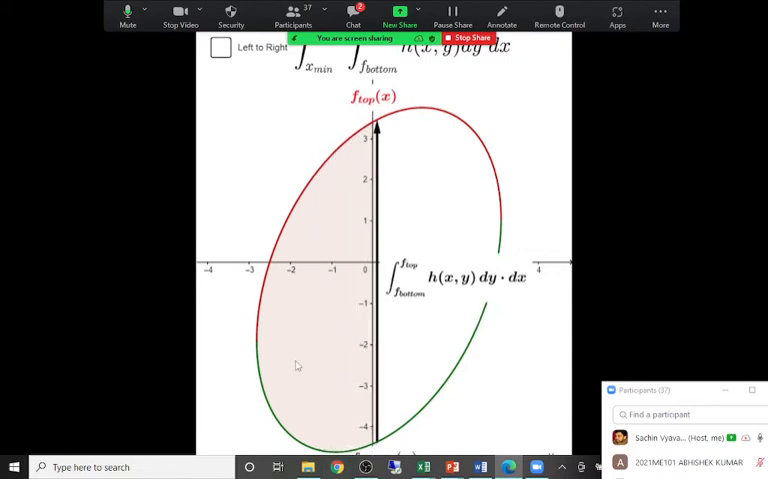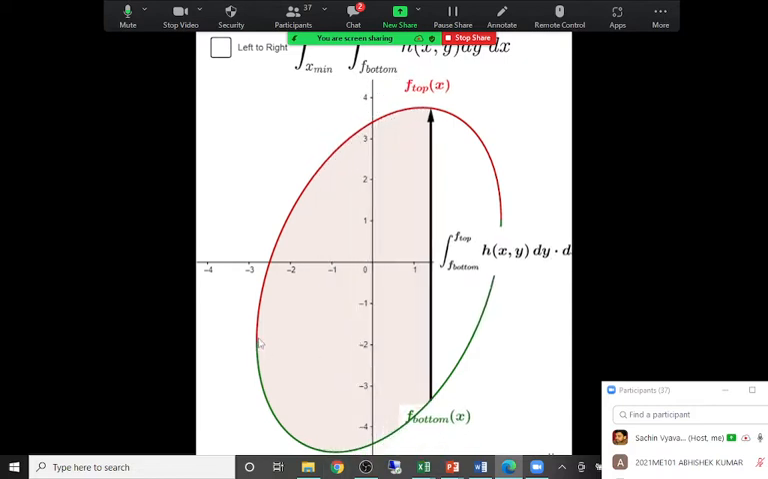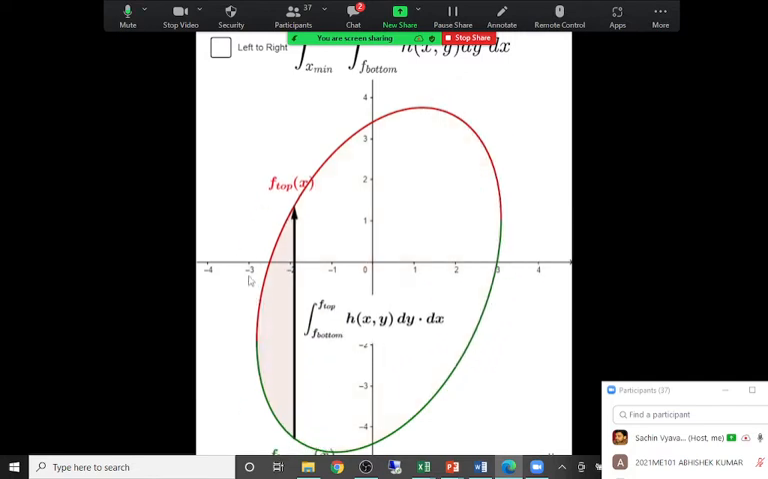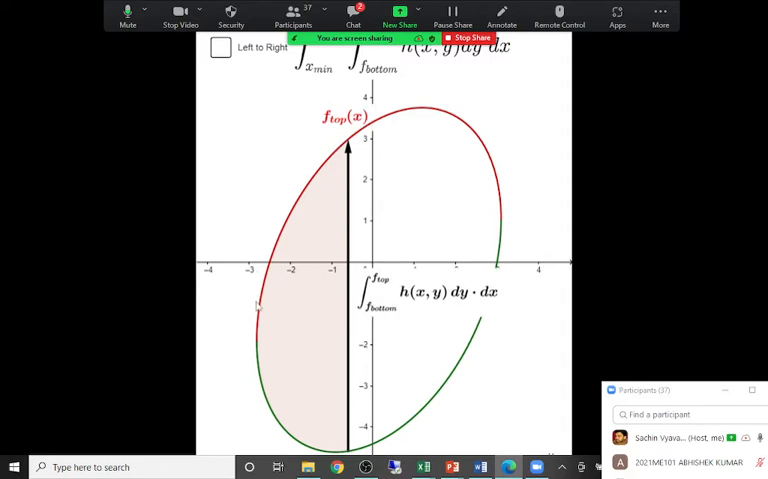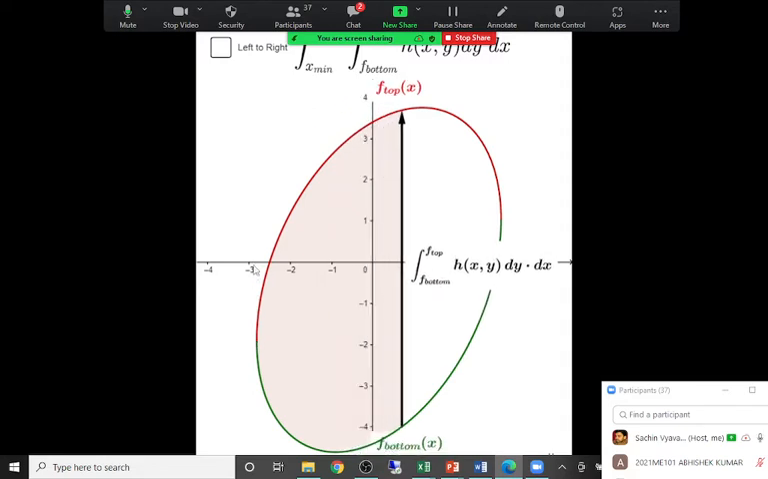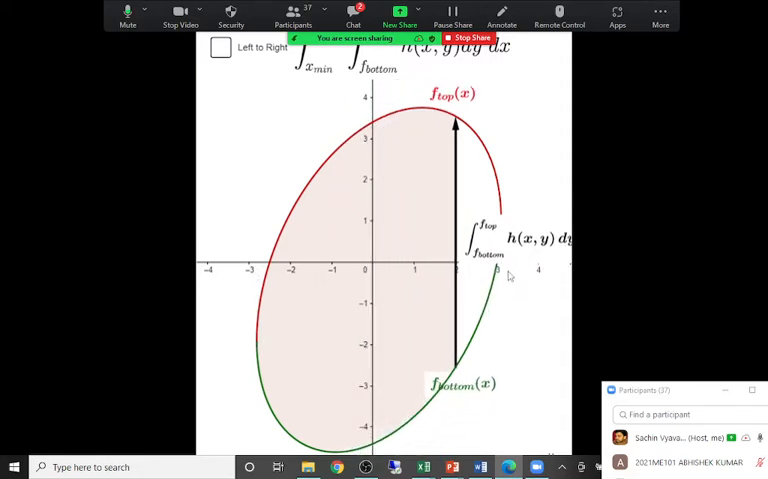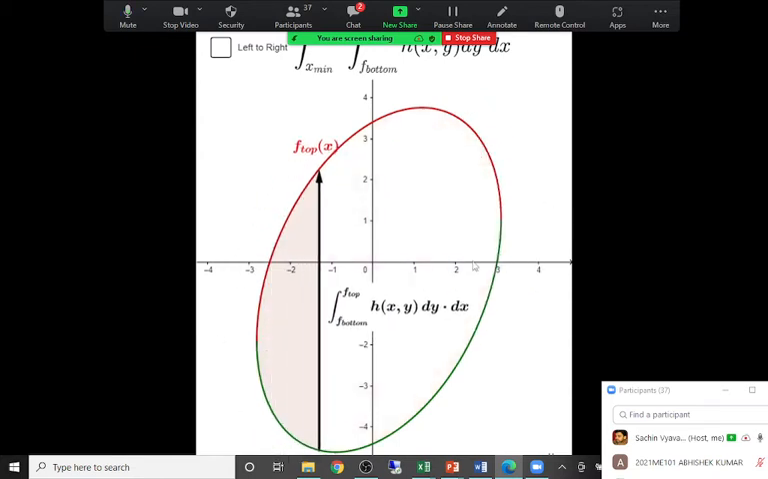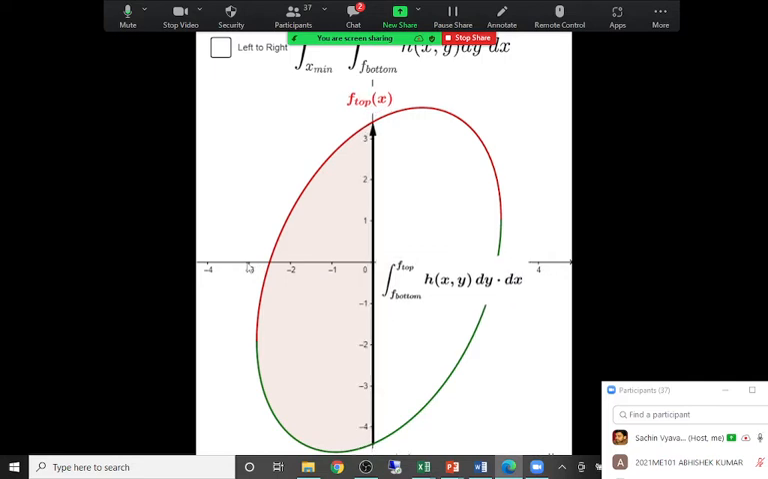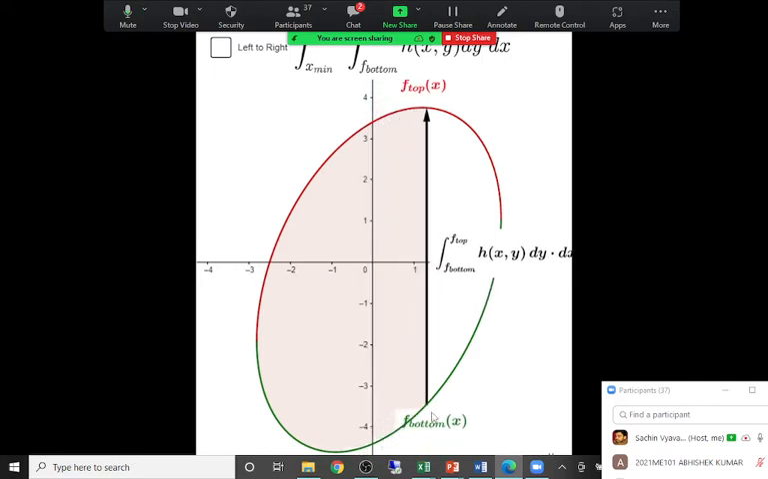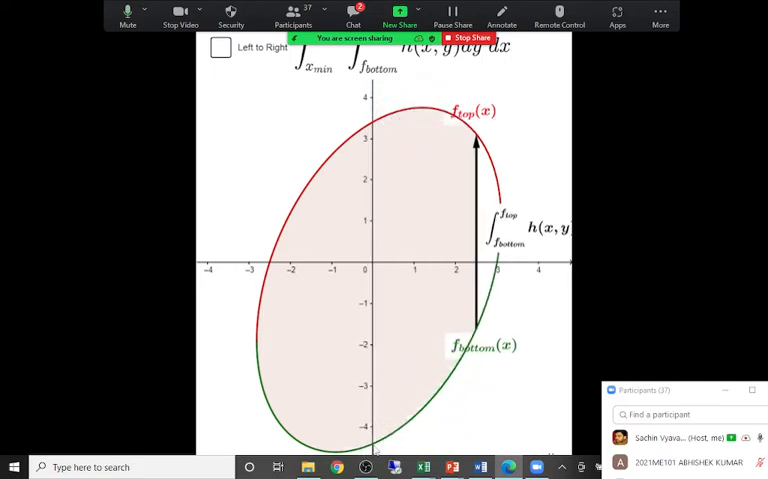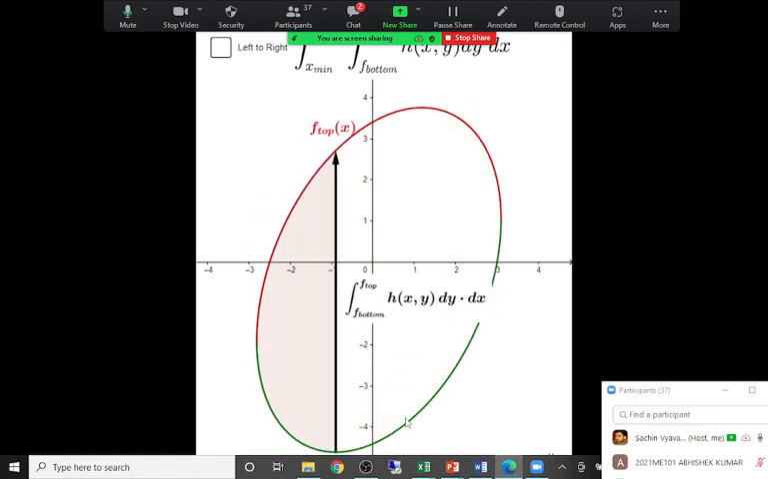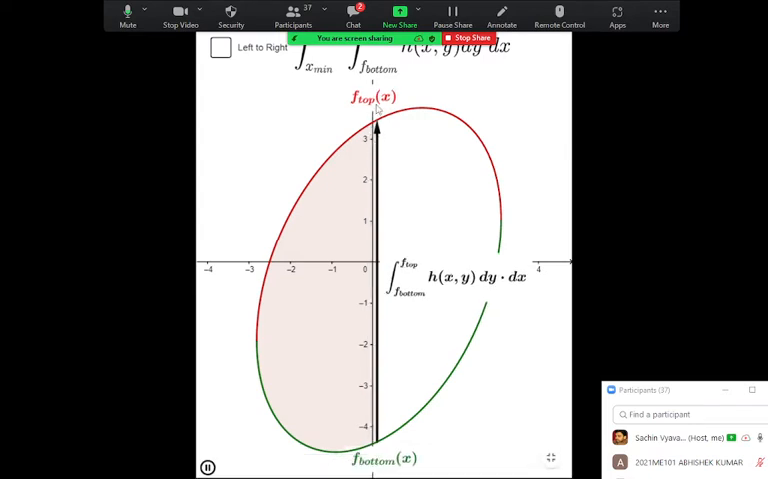So this vertical strip is kept at minimum at this point, because you may observe that this region starts maybe at x equal to -3 and it ends at maybe x equal to 3. So the outer limits of x are -3 to +3, and whatever the equation of the bottom curve, that will be the lower limit for y, and this is the upper limit for y.